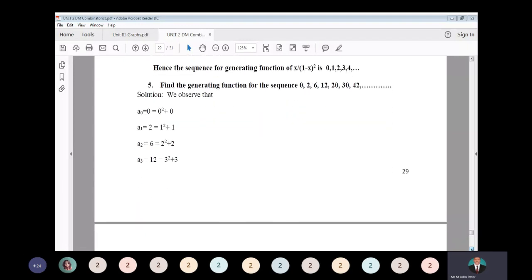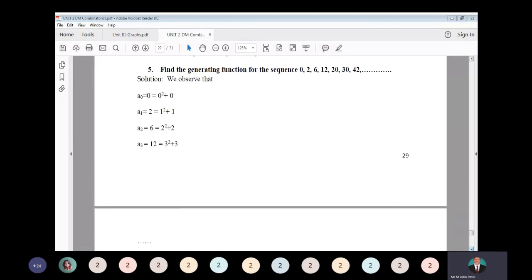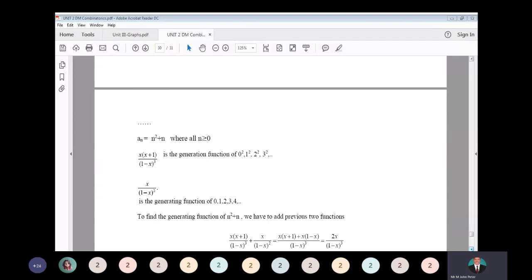Find the generating function for the sequence 0, 2, 6, 12, 20, 30, 42. We observe that a0 equal to 0 square plus 0, a1 equal to 2, that is 1 square plus 1, a2 is equal to 6, that is 2 square plus 2, a3 is equal to 12, that is 3 square plus 3. In that manner the sequence is going. So an equal to n square plus n.